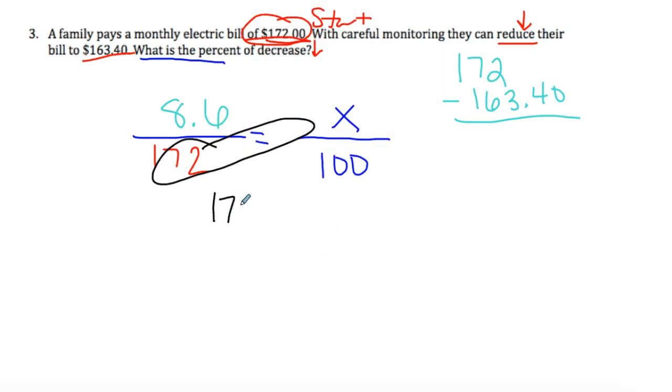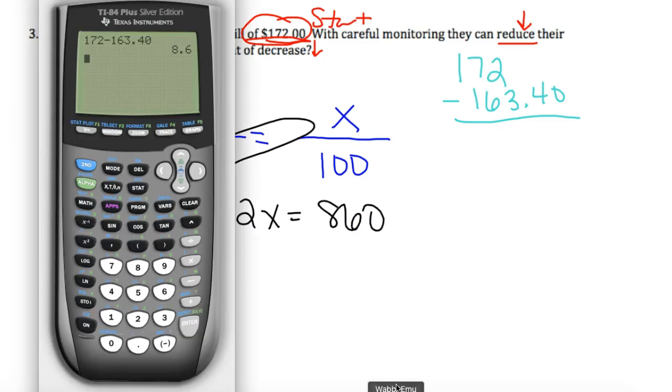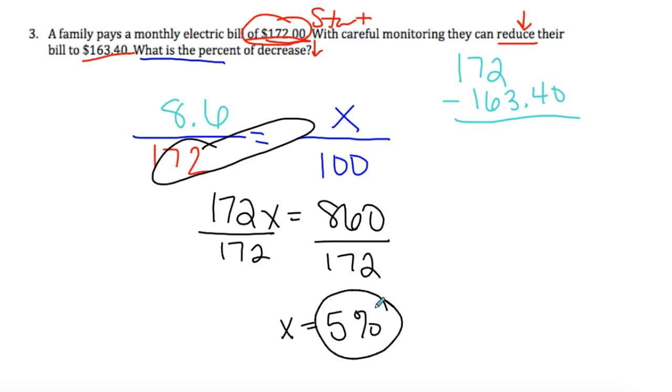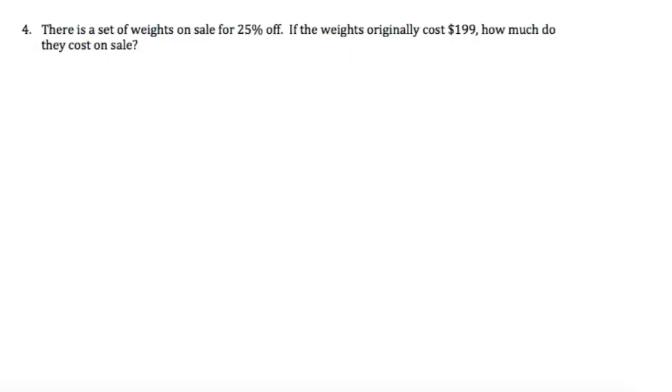I'd get 172x is equal to 860, because if we do 8.6 times 100, we get 860. Now I'm going to divide by 172 because that's the number in front of x. And it just so happens to be 5. They're not always 5. It just so happens that these are a 5 and a 5 right in a row. But the percent decrease is 5%. Okay, go ahead and pause and then turn it back on.